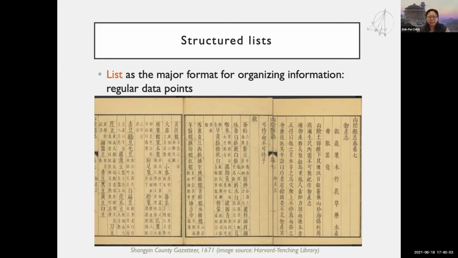And here I'm showing you an example from the Shanjing Xianzhi. Under Wuchan, they give you subcategories of the kind of local products that one can find or expect to find. Then under a specific category, for example here the grains, they give you all the grains that you can find in this region. They also give you some further information, like when you can harvest it, or what it looks like, etc. And these are actually all lists. They have very regular data points: a name and some kind of description.